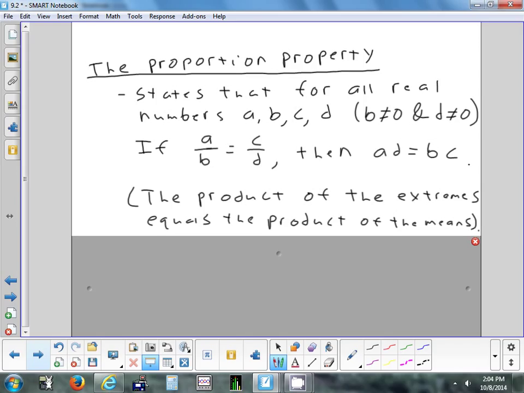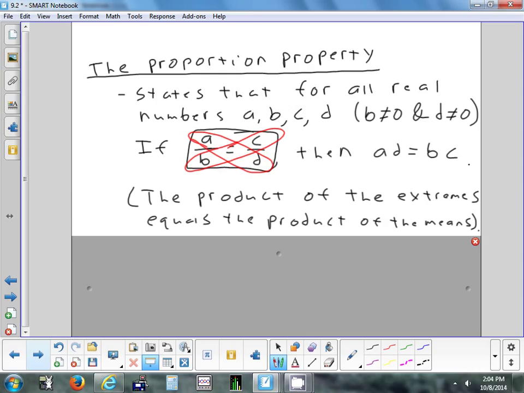Okay, so cross multiplying, or if you look it up in your book, it's called the proportion property. So if you have a proportion, just like that, A over B equals C over D. Keep in mind, B and D would never be 0 because you can't divide by 0. So I guarantee I'll never give you a problem where B or D is 0. Then when we cross multiply, the extremes, A times D, equals the product of the means, B times C.